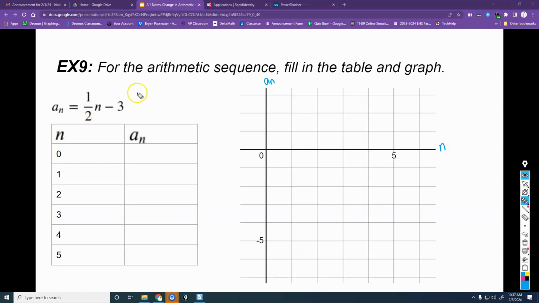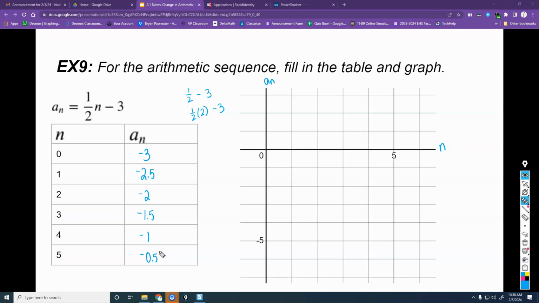So if I plug in 0, I've got 1/2 times 0 minus 3. I'll get negative 3. If I plug in 1, I'll get 1/2 minus 3, which is going to give me negative 2.5, right? If I plug in 2, I'll get 1/2 times 2 minus 3. That's just going to be 1 minus 3. That's going to be negative 2. What do you see happening here? What's happening each time? We're going up by 0.5. So the next ones are negative 1.5, negative 1, negative 0.5.